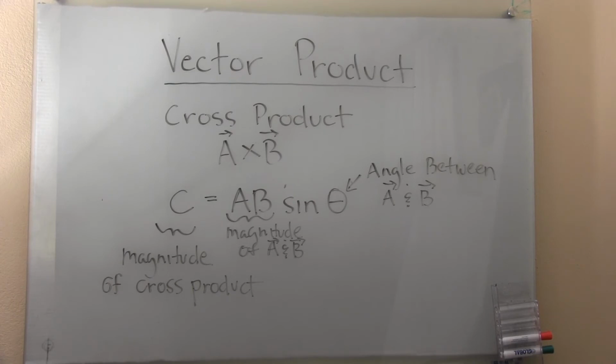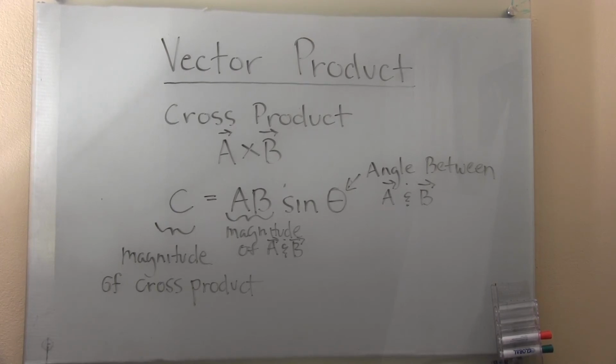The vector product of two vectors is called the cross product. To calculate it, we use C equals AB sine theta, where C is the magnitude of the cross product. A and B are the magnitudes of vector A and B, and theta is the angle between vectors A and B. You will get the direction with the right-hand rule.